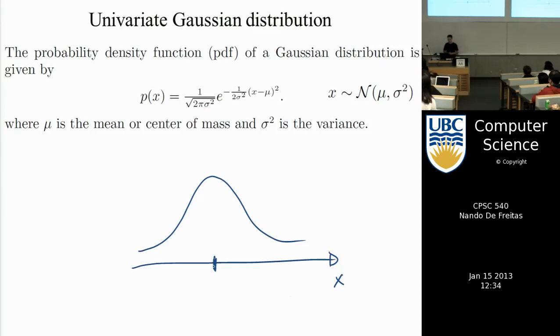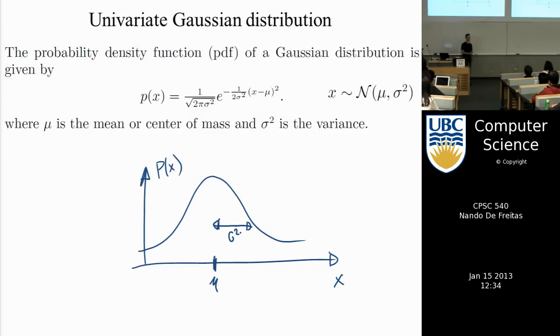Okay, so the Gaussian distribution is centered at the parameter mu, which in this case is just a scalar because we have a univariate distribution. It's a bell curve. Its width is controlled by this parameter sigma. The bigger sigma, the wider it is. Sigma is called the standard deviation. Sigma squared is called the variance. Mu is called the expected value or the mean.